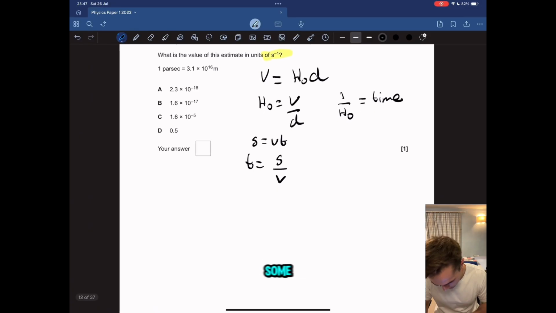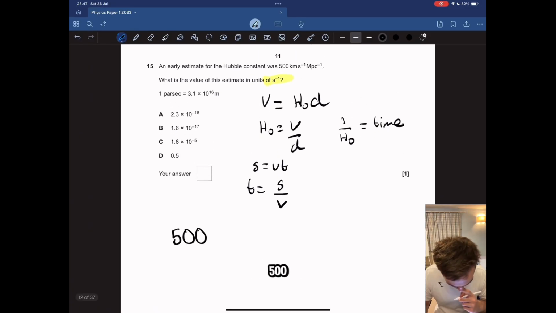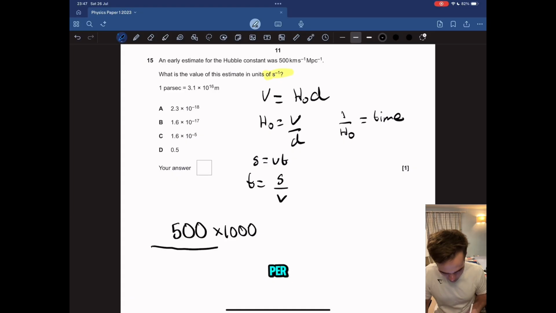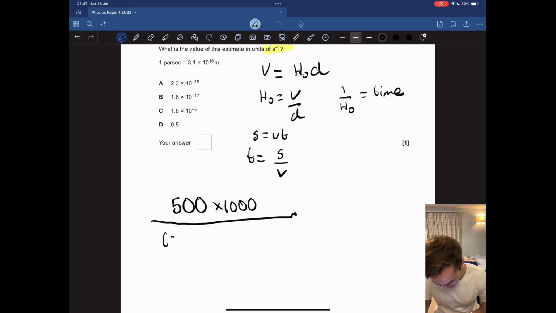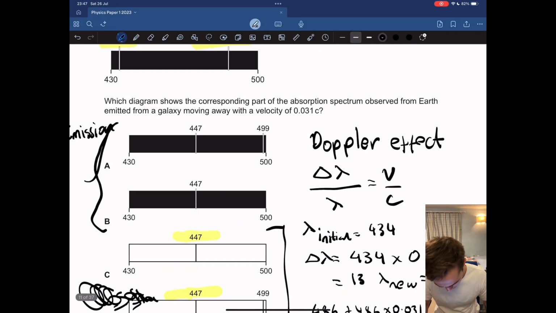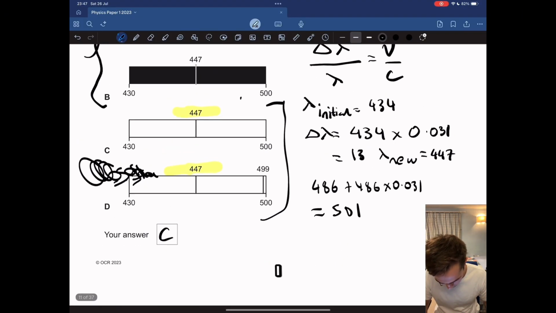So I guess we're just going to do some conversion. So 500, we've got to get rid of the kilometers, so we're going to times by 1,000. Then we've got to divide, because it's per megaparsec, which is 3.1 times 10 to the 16 meters. But it's a megaparsec, so we times it by 1,000,000. I went back a page.